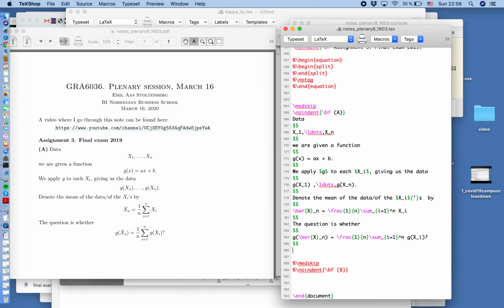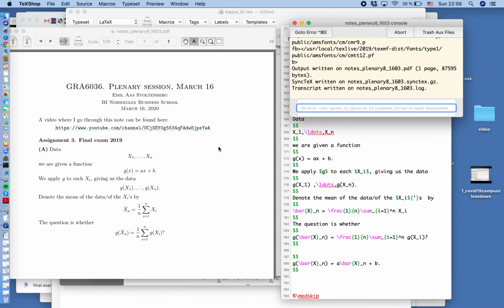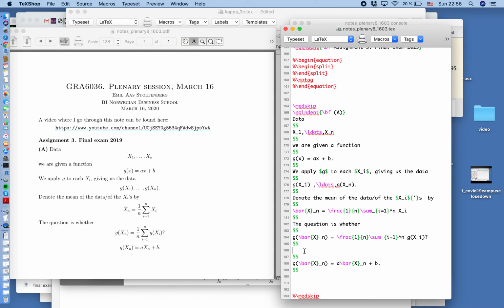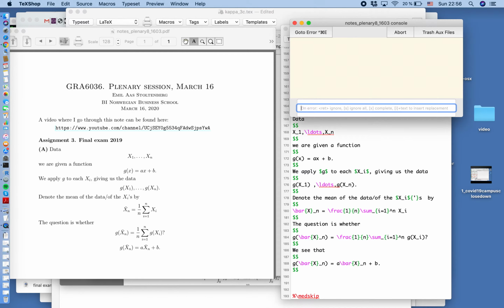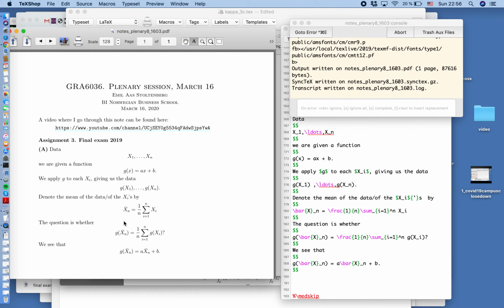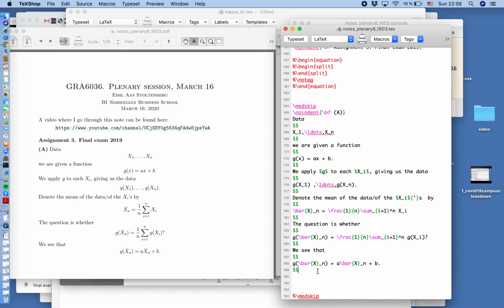To do so, let's first think about what g applied to the mean is. So g applied to the mean is, of course, a times the mean plus b. So that is just by taking the mean and inserting it here, and then we get this. Okay, so now we'll do this sum step by step to see if we get g applied to the mean of the x's on the right hand side.